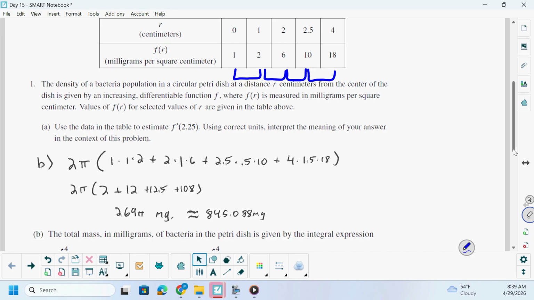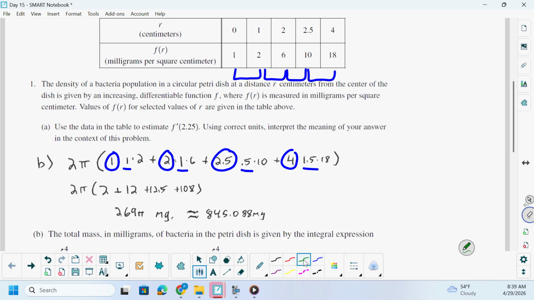So these spots here are representing the r portion of it because we're using the right-hand reference point. And then the 1 is the gap between our r's. So 0 to 1 is 1, 1 to 2 is 1, 2 to 2.5 is 0.5, and then 2.5 to 4 is 1.5. And then the other part is the height at the right-hand endpoint.